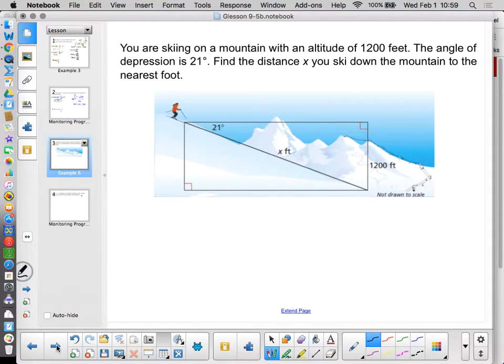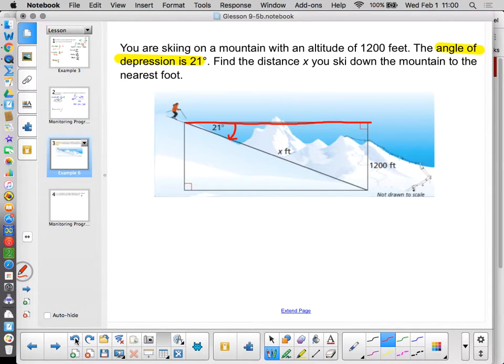Application problems of this, again, notice we're doing angles of elevation and depression. We talked about angles of elevation a couple days ago. Today we get an angle of depression. Okay? Again, angles of elevation and depression always have to be taken from the horizontal. Since this is the horizontal, my angle has to be taken from that. I never take it from the vertical here. That would be a no-no. Don't do that.